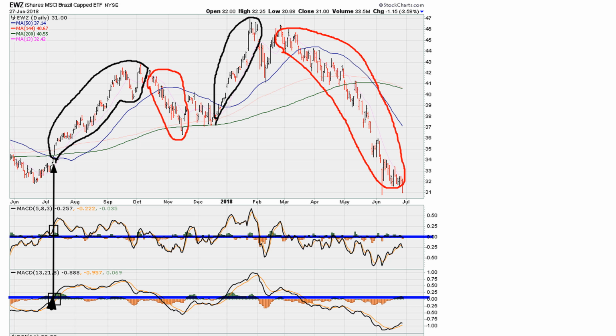Once both MACDs were above 0, you can see it coincides with this price movement, and it also coincides with the beginning of that swing trade.